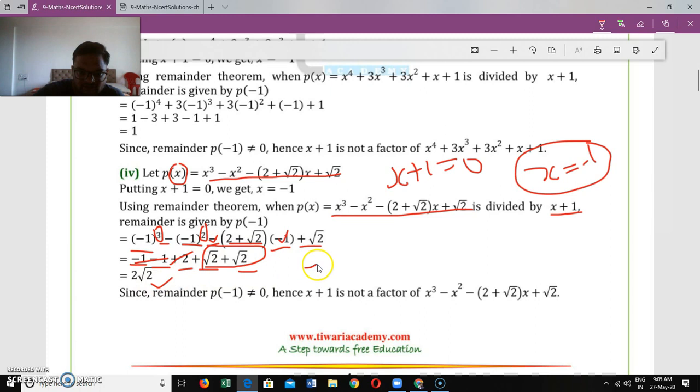Since our answer is not equal to 0 in this case, therefore we will say that x plus 1 is not a factor of the given polynomial x cubed minus x square minus 2 plus root 2 into x plus root 2.